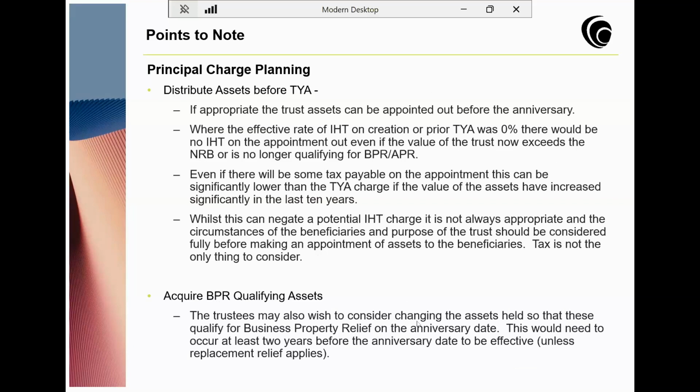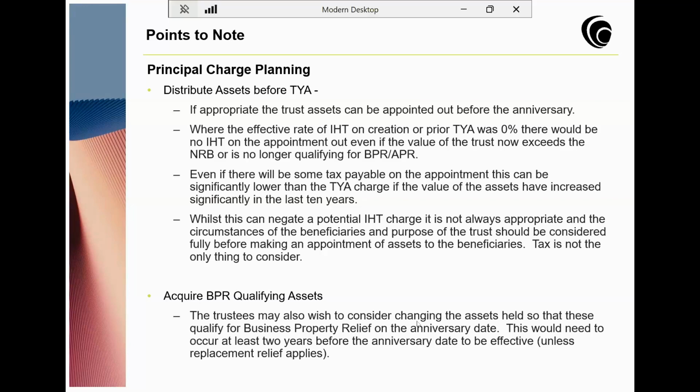But you do need to consider, is it actually a good idea to appoint the assets out of the trust? Is it what is right for this settlement? It can also be beneficial, even if there will be an IHT charge, as it's sometimes going to be a lot less than the 10-year charge if there's been a significant increase in the value.